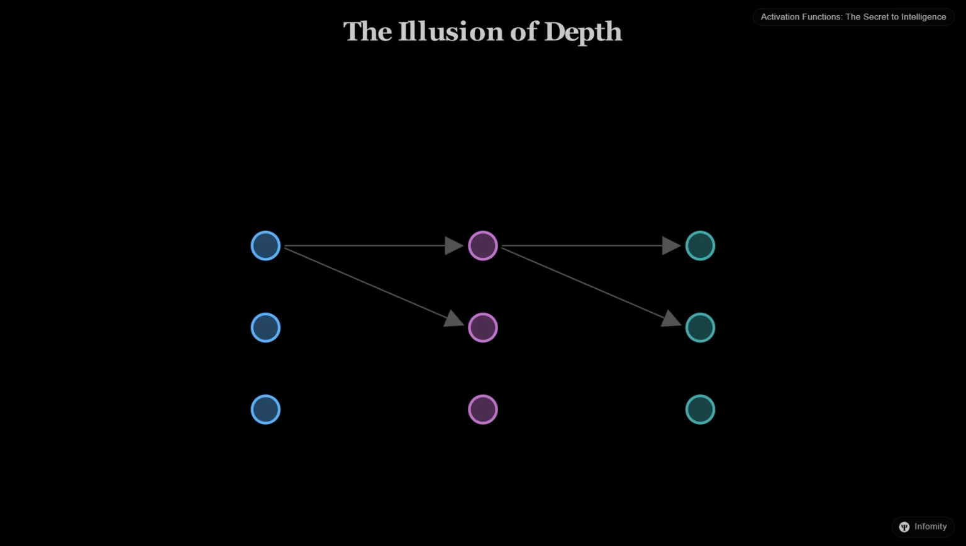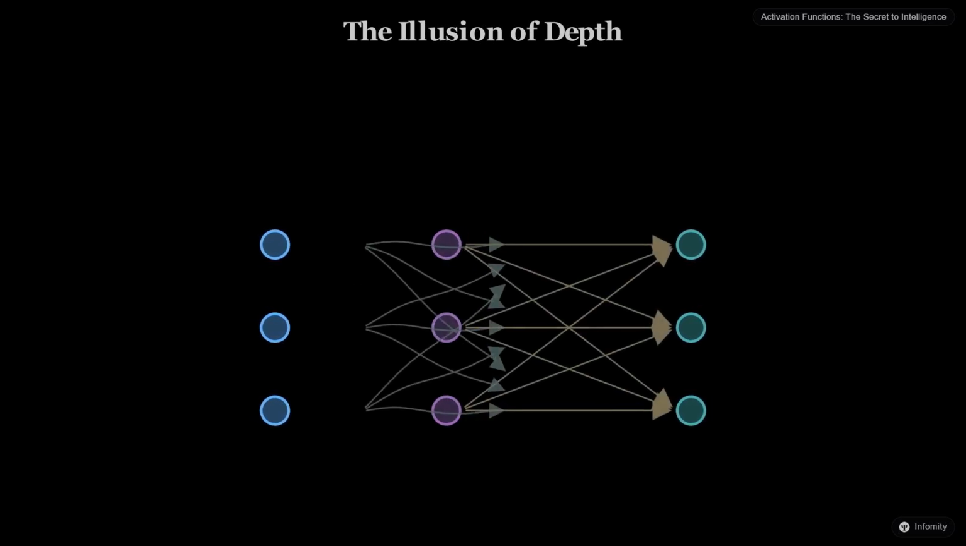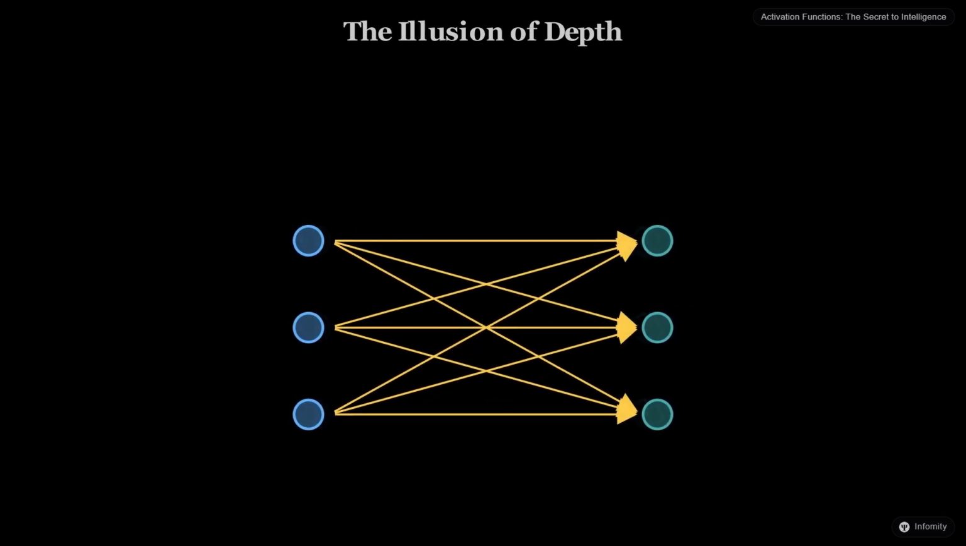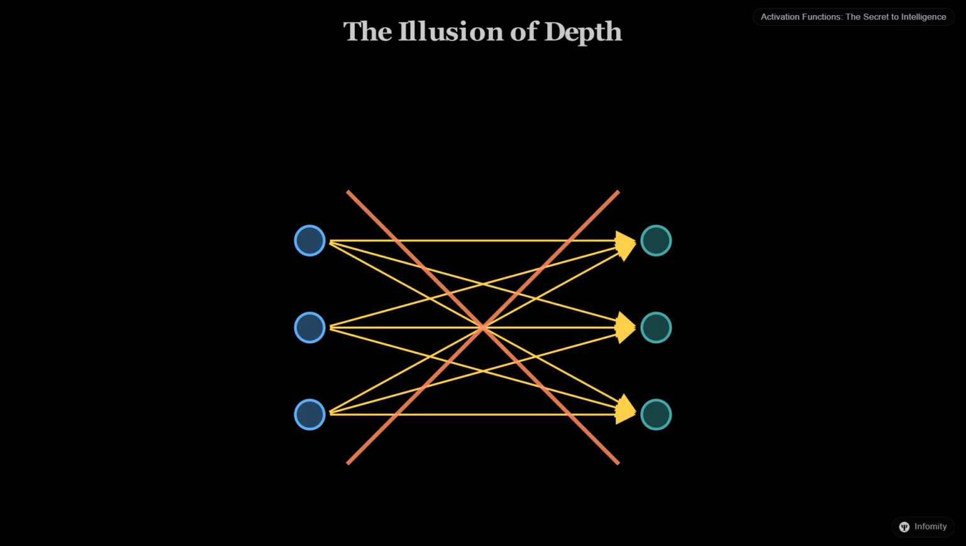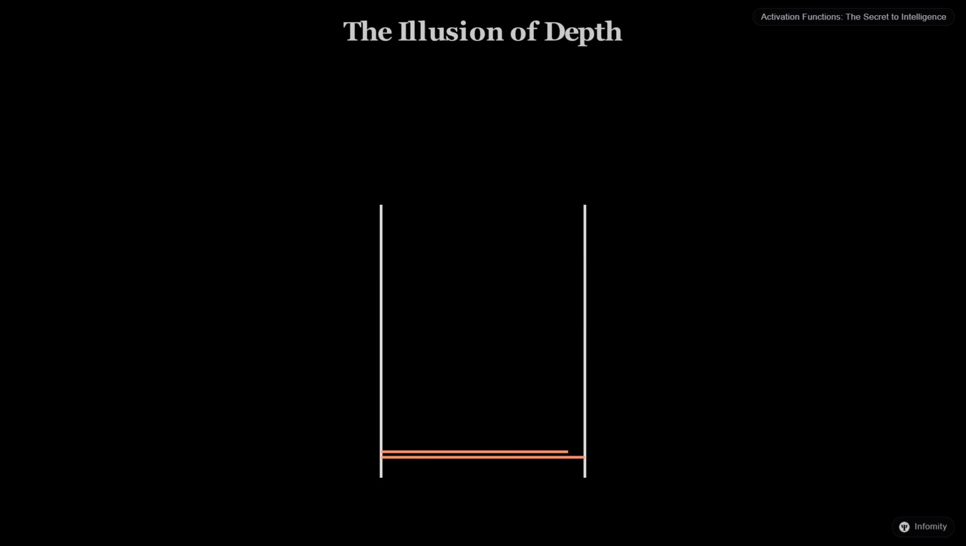Imagine you have a deep network with dozens of layers. If every layer only performs linear operations, something strange happens. Mathematically, a series of linear transformations is identical to just one single linear transformation. It is like trying to build a tall ladder where every rung is at the exact same height as the first one. No matter how many rungs you add, you never actually get any higher.